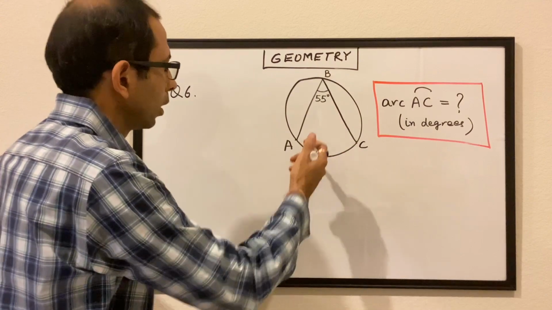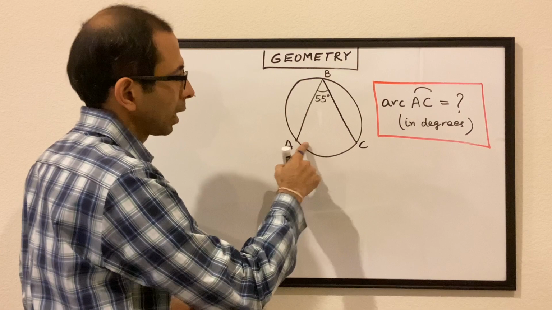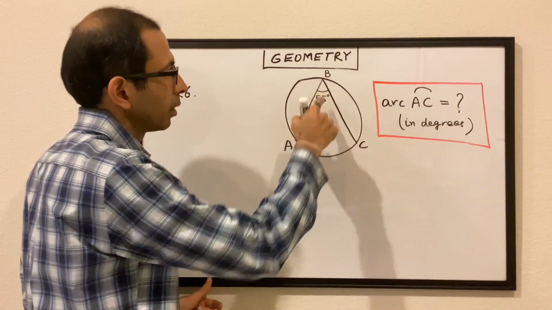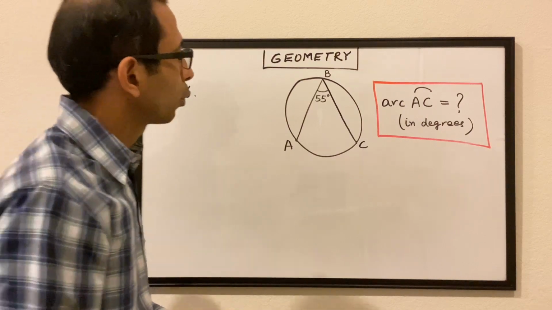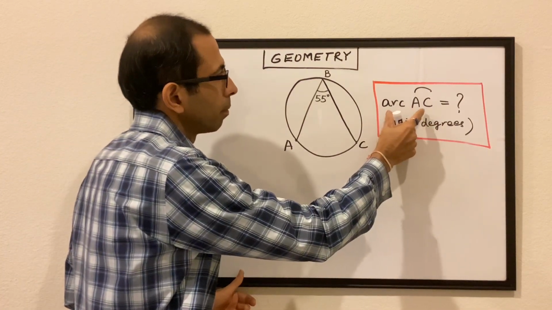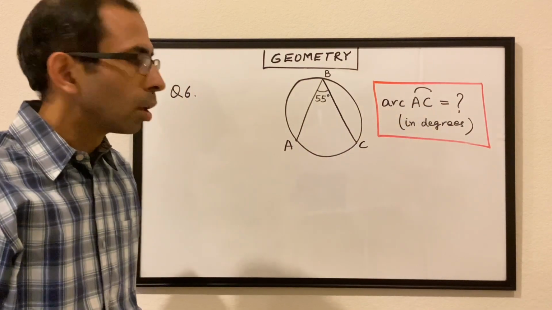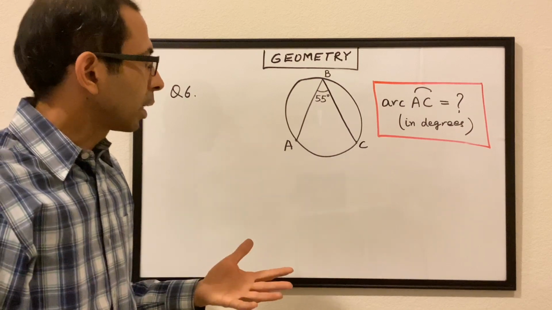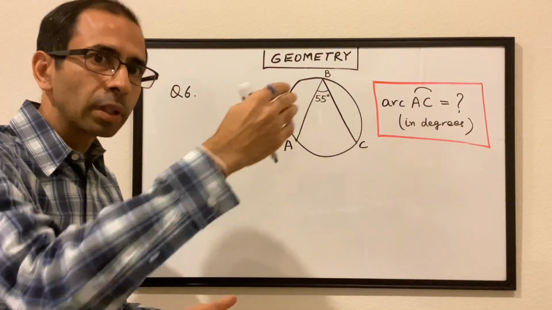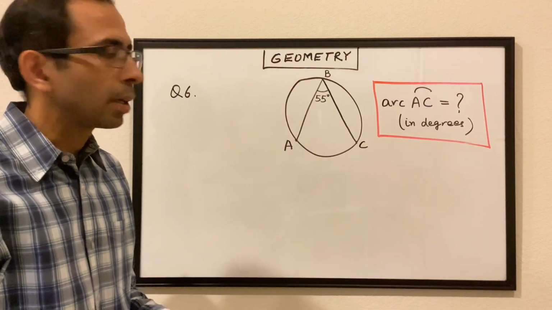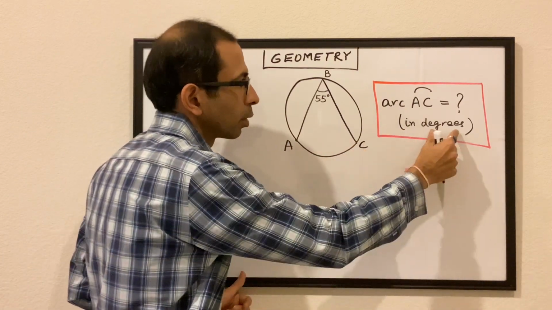We have a circle. There are 2 points on the circle A and C, right? Such that they make an angle of 55 degrees with another point B on the circle, right? And we have to find the measure of arc AC in terms of degrees, right? So one thing which we need to understand is that an arc on a circle can be measured in terms of the length of the arc itself or in terms of degrees as well. And here they are asking us to find the measure of this arc AC in terms of degrees.